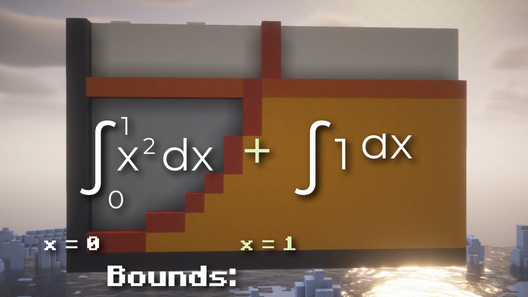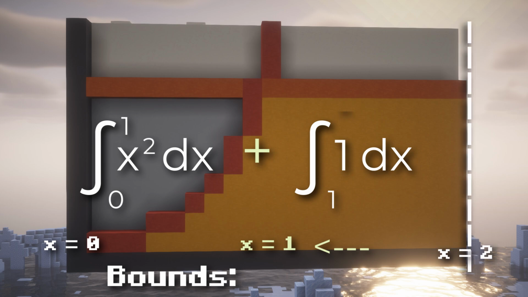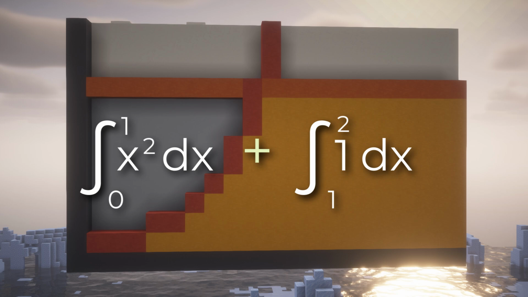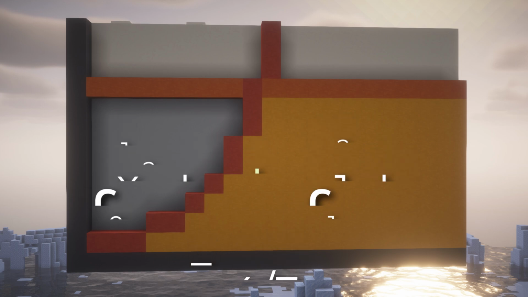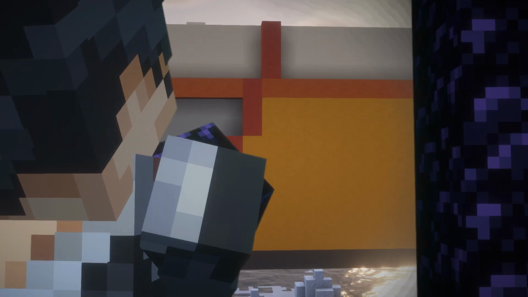So our integral would be the integral of 1 dx. Now the upper bound from before is now the lower bound, and the new upper bound is just where the question says it ends, which is x equals 2. So this is our second integral, and we add it up to the first one. We then calculate it, and our grand total comes out to be 4/3. Incredible!